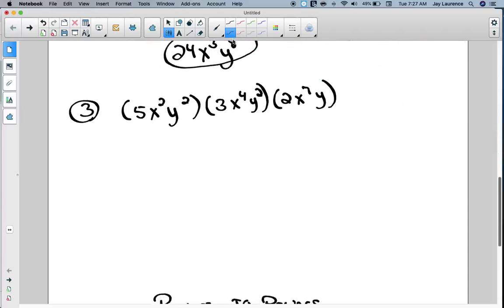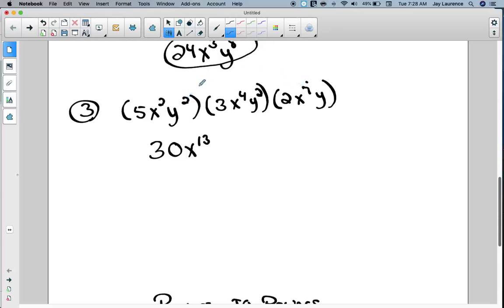Okay, number 3, again, you should have already done it. I'm not going to do all the highlighters. I trust that you'll do that on your own. I know my coefficients are going to get me 30: 5 times 3 times 2. Now my x is x times x squared times x to the 4th times x to the 7th. I'm thinking I have x to the 13th power because there's 2, there's 4 more, and then there's 7: 6, 7, 13. Yeah, there's 13 x's being multiplied all together.